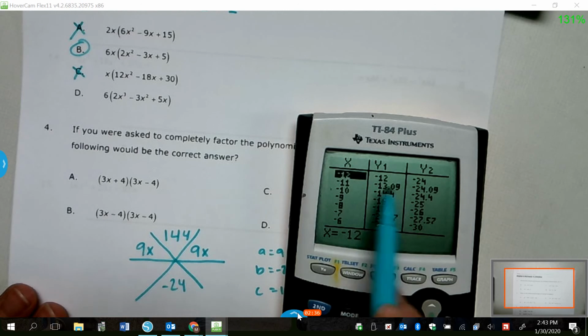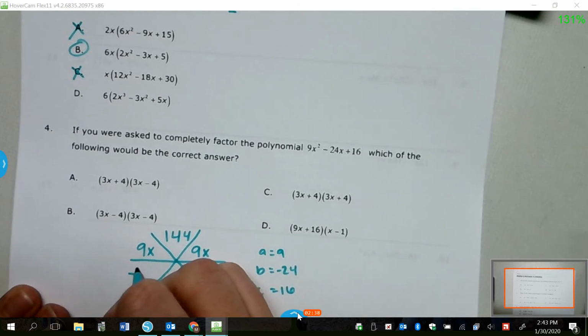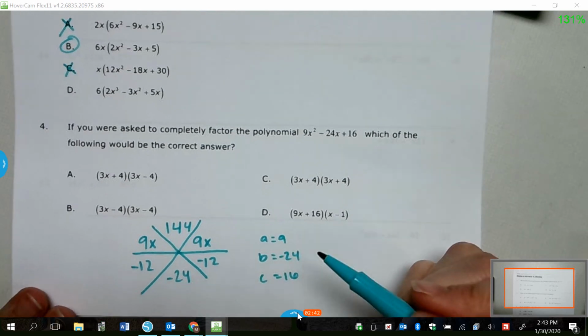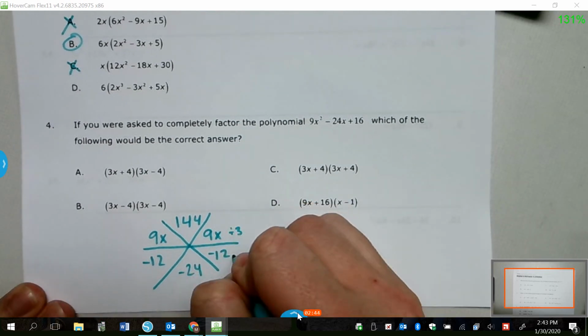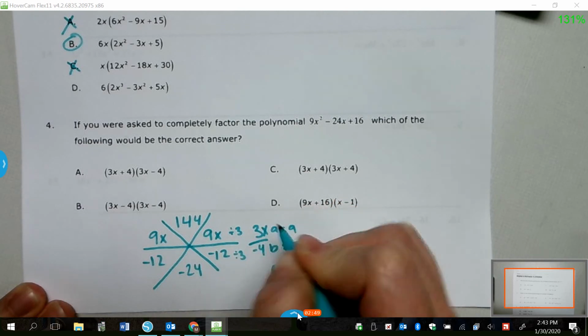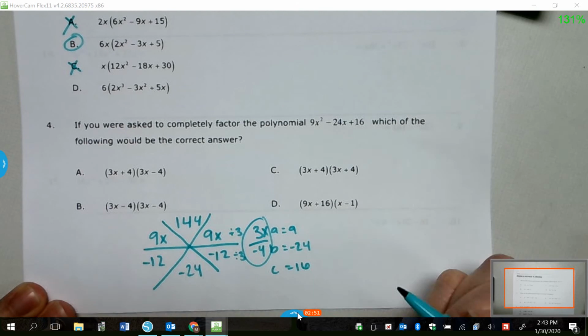So here it is, negative 12, negative 12. Now I want you to realize that 9 over 12, 3 can go into both of those. So when I divide by 3, I get 3x over negative 4. Well, these are exactly the same. So I'm going to get 3x minus 4, 3x minus 4, which is B.